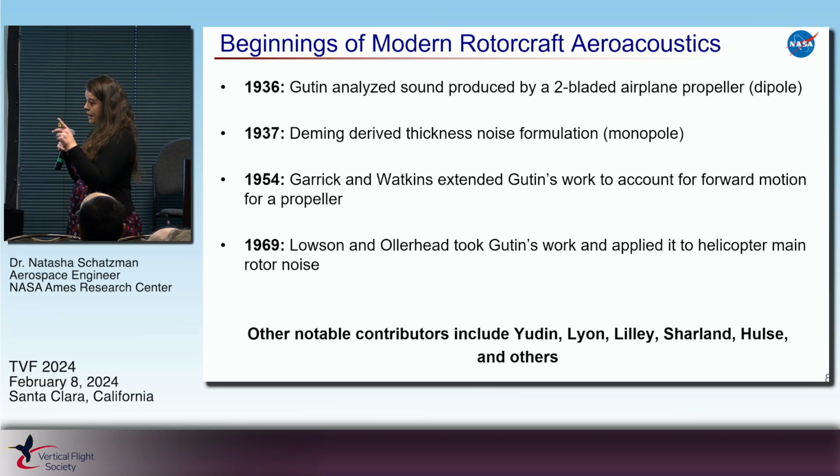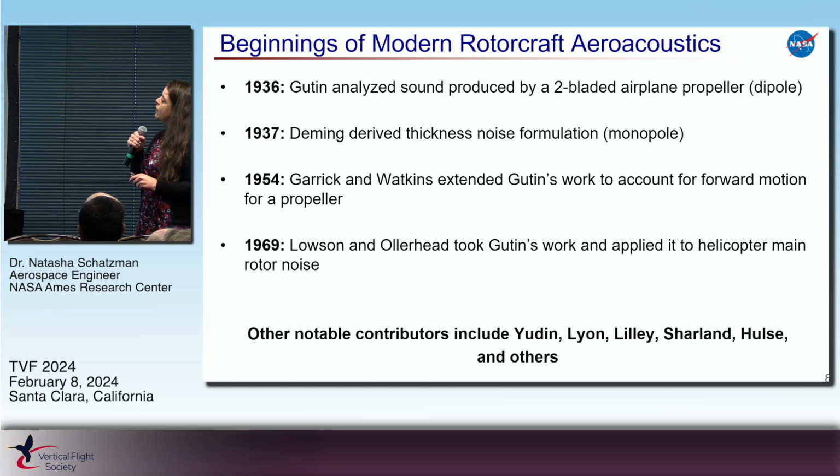Okay, I'll come back to that. The dipole, all that. Just wait. Then in 1937, we have Deming, who derived the thickness noise formation, monopole. And then in 1954, we have Garrick and Watkins, who extended Gutin's work, but accounted for forward flight.